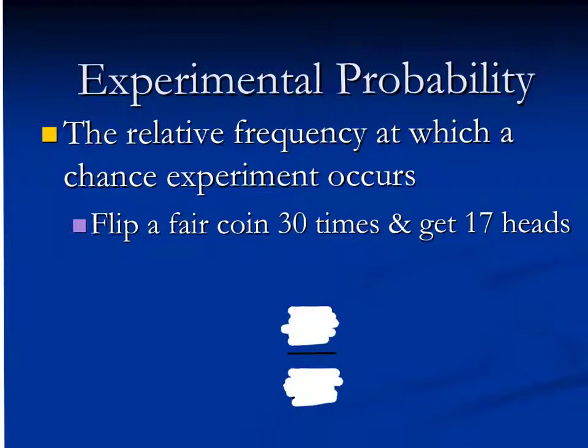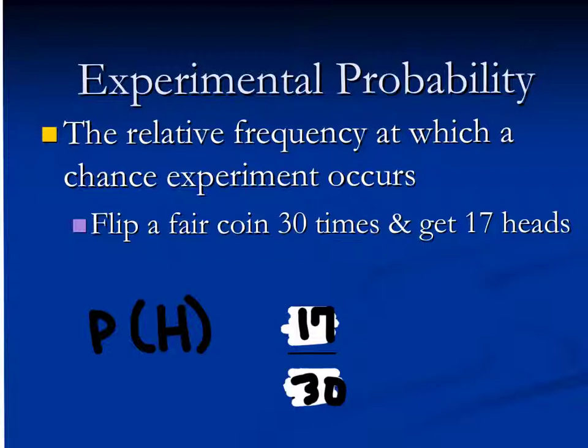Experimental probability, that's the relative frequency. Remember, relative frequency is a percentage at which a chance experiment occurs. So for example, if I flip a fair coin 30 times and I get 17 heads, and I want the probability that I got heads, the probability that I got heads is 17 out of 30. And then I would reduce that if possible. And a lot of times we report probabilities in decimal form.